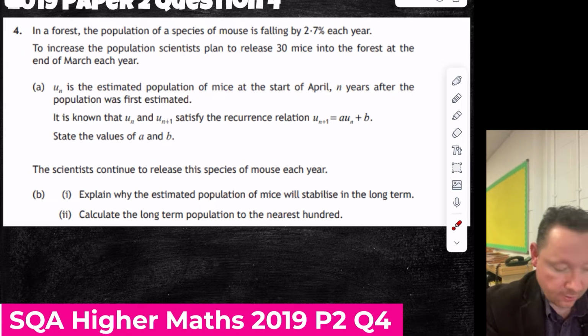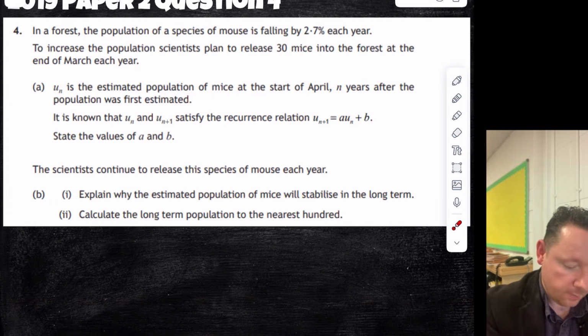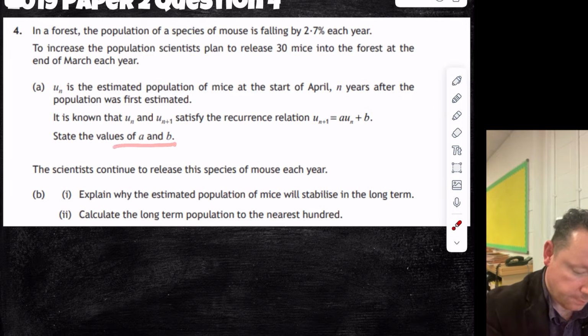SQA Higher Maths 2019 Paper 2 Question 4. It says, in a forest, the population of a species of mouse is falling by 2.7% a year. To increase the population, scientists plan to release 30 mice into the forest at the end of the year. It says U_n is the estimated population at the start of April, n years after the population is first estimated, and it knows that U_n and U_(n+1) satisfy this recurrence relationship. State the values of A and B.